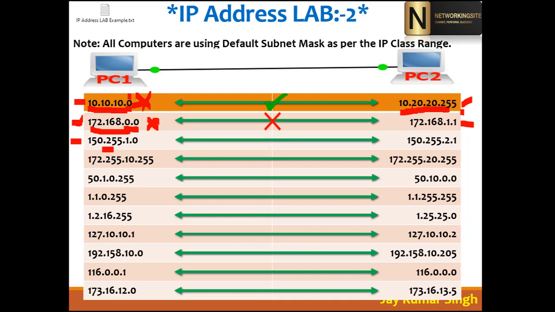Okay, guys, let me give you the answer of this one. See here, this IP belongs to which class? This IP belongs to class B. Very good. In class B, how many network parts do we have? Two network parts. Very good. So 150.255 and 150.255 is matching.